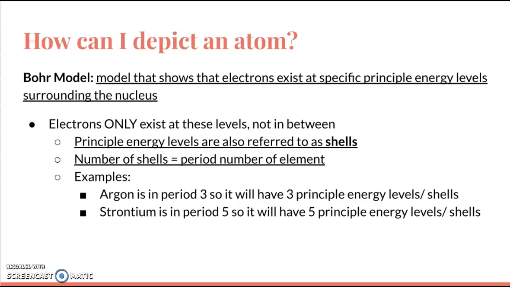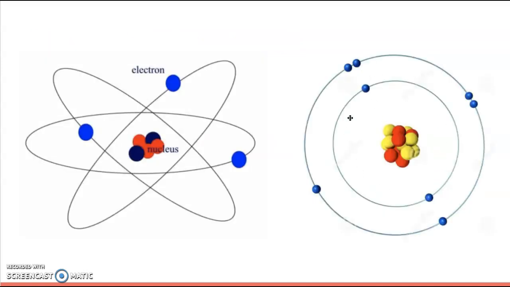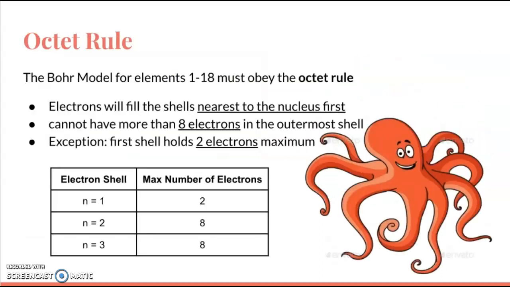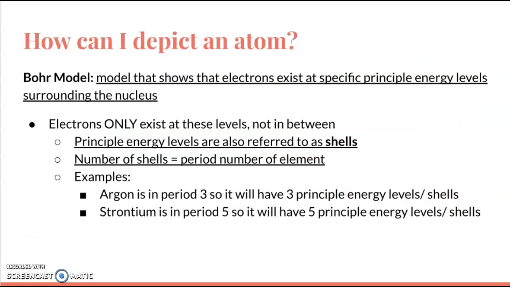Meaning, each circle around my nucleus, right? You see this one circle here and this one circle here, right? Each of those circles is a principal energy level, all right? And electrons only exist at these levels, not in between them, right? So that's why our electrons were on the lines themselves. All right, and we can also refer to our principal energy levels as shells or energy shells.